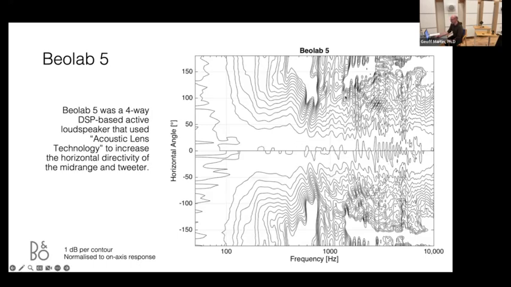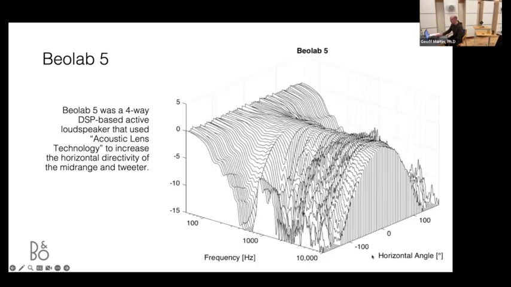Like I said, we look at plots like this every day, so they're pretty normal for us. This is 1 dB per contour in this plot. And like I said, it's normalized to the on-axis response. It may be more normal for a lot of people to see it as a waterfall plot, which looks like this. This is exactly the same data, just plotted in a different way. So what we can see here is that it's really obvious that that top line, which is the on-axis response, has been set to flat.